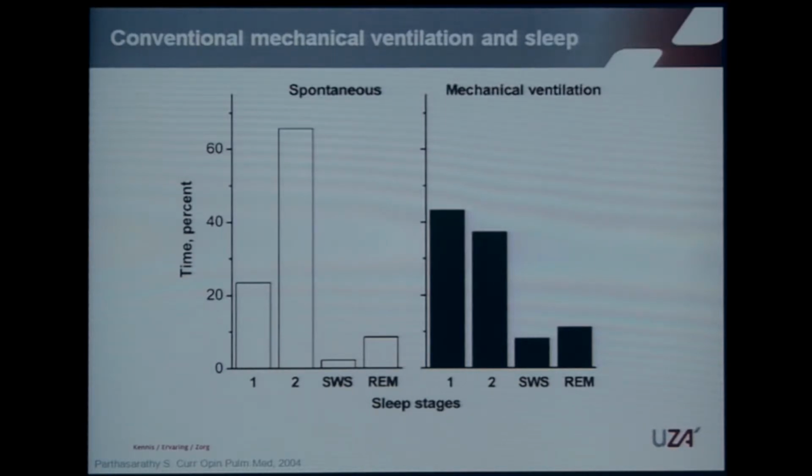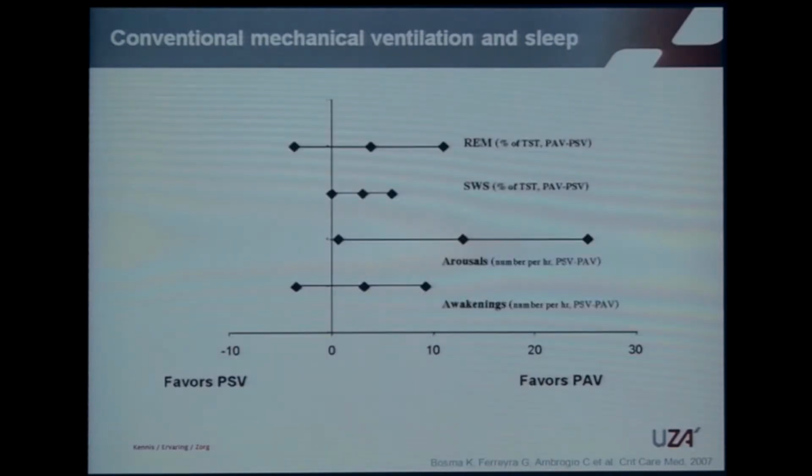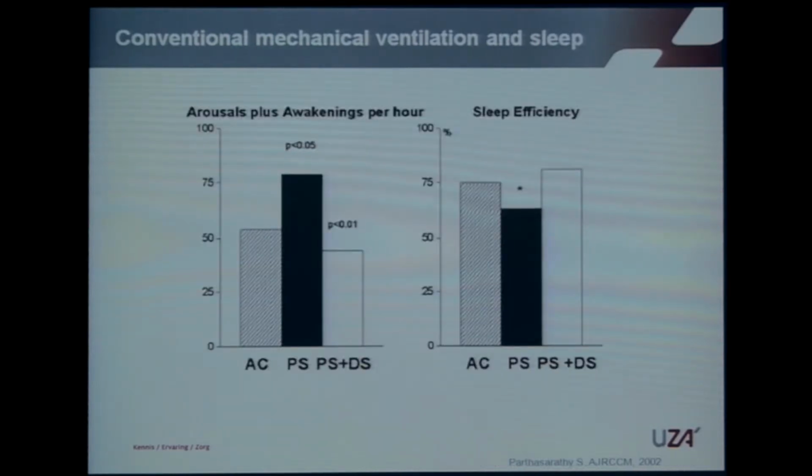So, what is the effect of being ventilated? Well, in this slide I took from this paper, you can see that comparing spontaneous with mechanical ventilation, there is already some alteration in sleep architecture. When you compare ventilatory modes, this is pressure support with PAV. This is the absolute mean difference between pressure support and PAV. Well, there is quite a difference in sleep architecture in favor of PAV in this study.